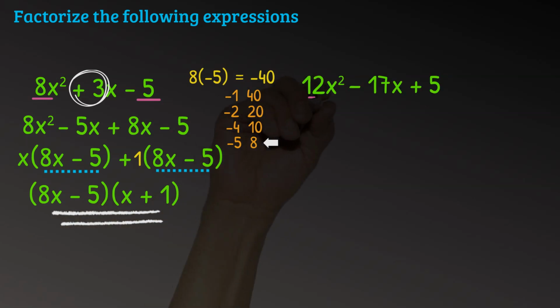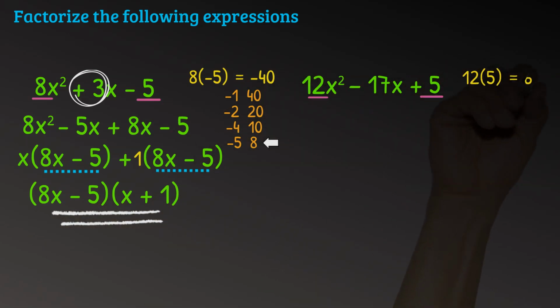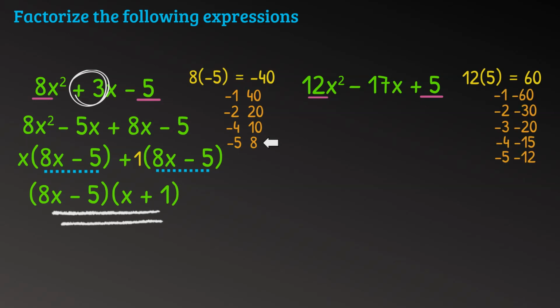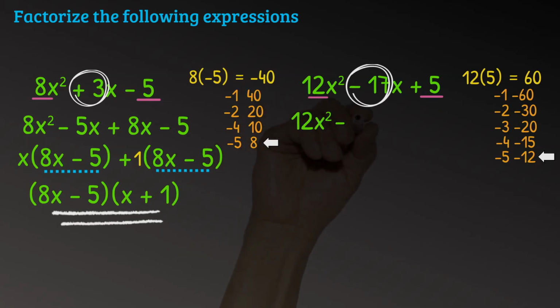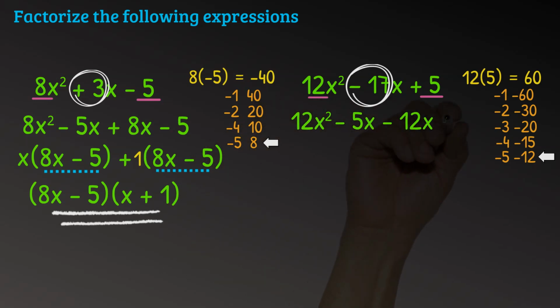In this expression, we start by multiplying 12 by 5, which gives us 60. Here are some of the numbers we can multiply together to get 60. We need two negative numbers because they also need to add up to give us minus 17, so we use minus 5 and minus 12. Then we rewrite the expression and replace minus 17x with minus 5x minus 12x.